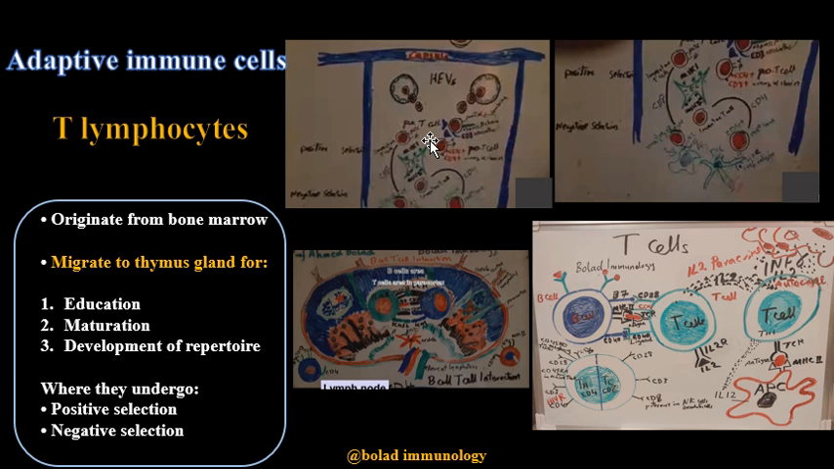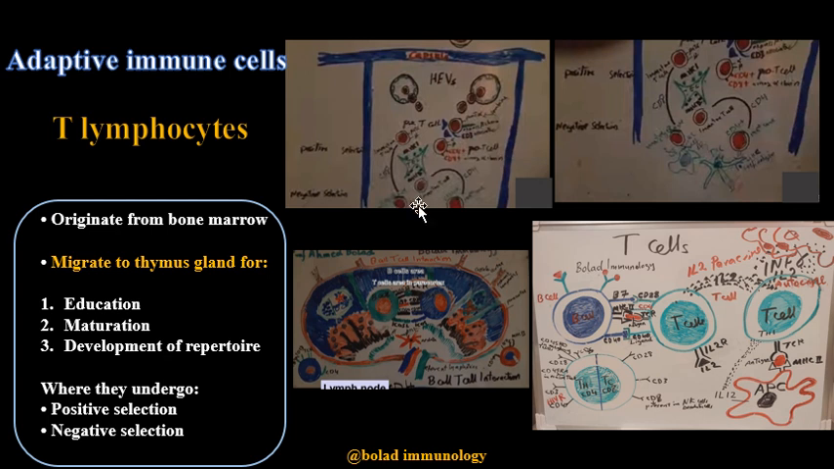The second step is that positively selected T cells go deep towards the medulla and interact with antigens expressed on the surface of antigen presenting cells present in the medulla, for example dendritic cells and macrophages. And if they fail to recognize this antigen, they will be killed by apoptosis, and this is known as negative selection. However, if they recognize the antigen with high affinity, they will also be killed by apoptosis.